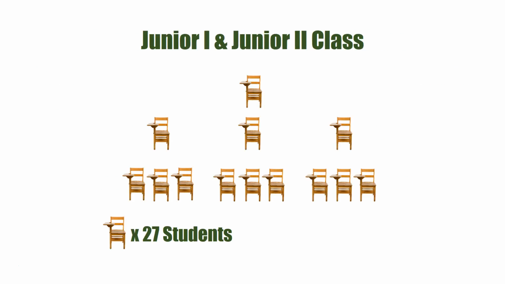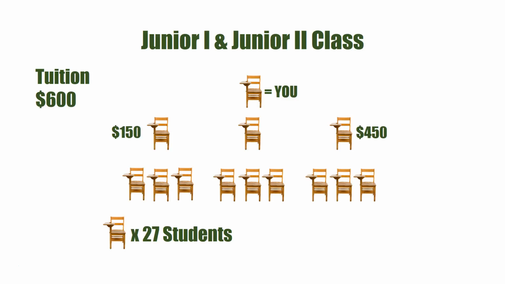So here's where the income begins to get a little bit better, in the junior 1, junior 2 classes and the senior 1 and senior 2 classes. Again, you're at the front of the class. Tuition is $600 at the junior 1 and junior 2 level, but it pays back $150 for row number 1, a total of $450 when those 3 seats are filled.